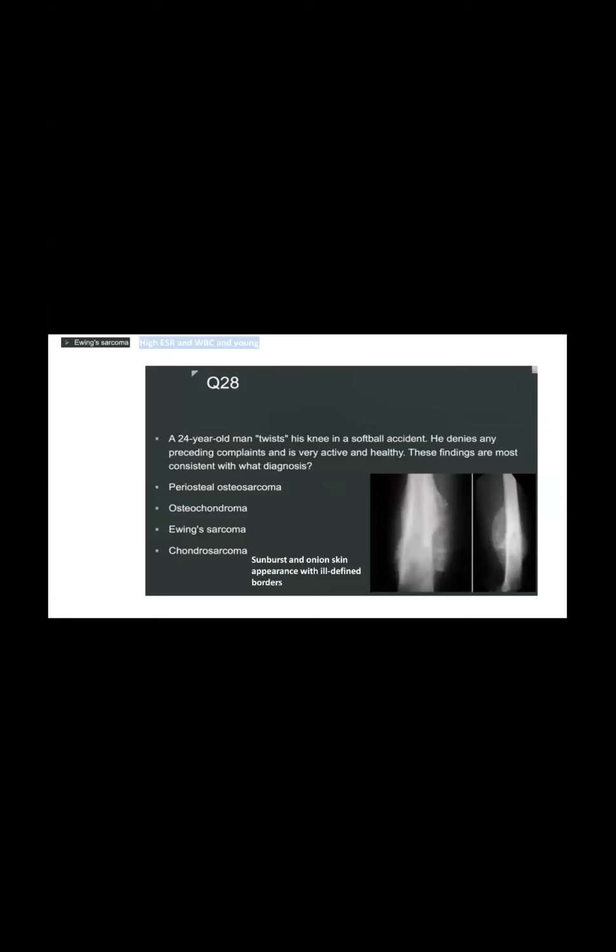The second question will be discussed with me, Dr. Anjana. A 24-year-old man twists his knee in a softball accident. He denies any preceding complaints and is very active and healthy. These findings are most consistent with what diagnosis? Periosteal osteosarcoma, osteochondroma, Ewing sarcoma, or chondrosarcoma. Sunburst appearance, and periosteal osteosarcoma. Excellent, well done. Thank you.